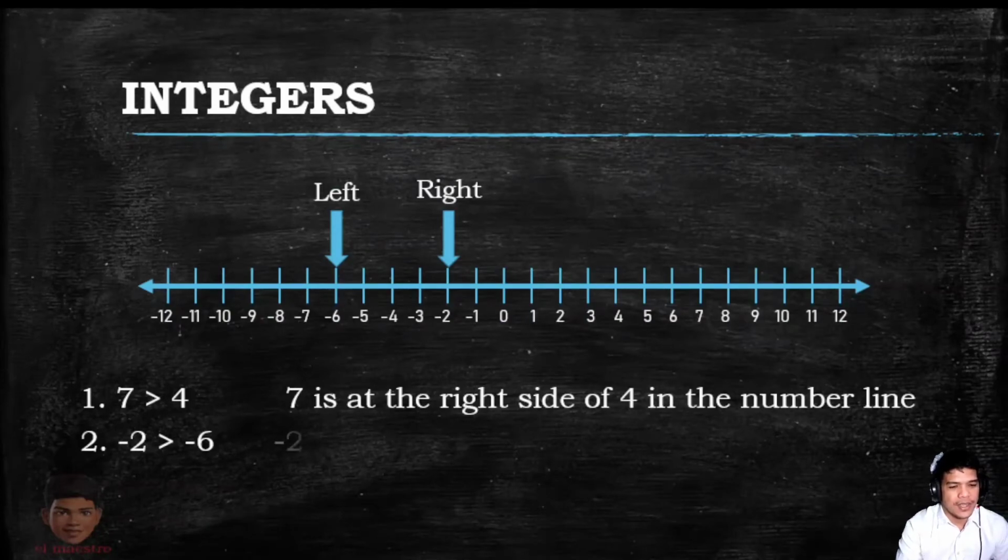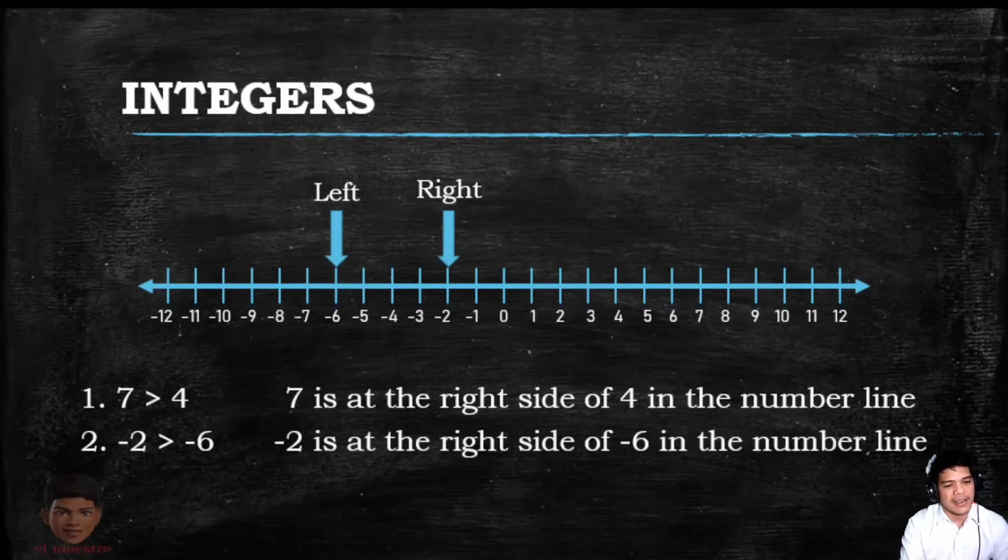Therefore, since negative 2 is at the right side of negative 6 in the number line, thus, negative 2 is greater than negative 6. Napansin nyo? Kahit sa dalawang to class, if mas maliit yung value ng isang number tapos negative, mas malaki siya compare sa mas malaking number pero negative. Kasi nasa left side to. Okay?